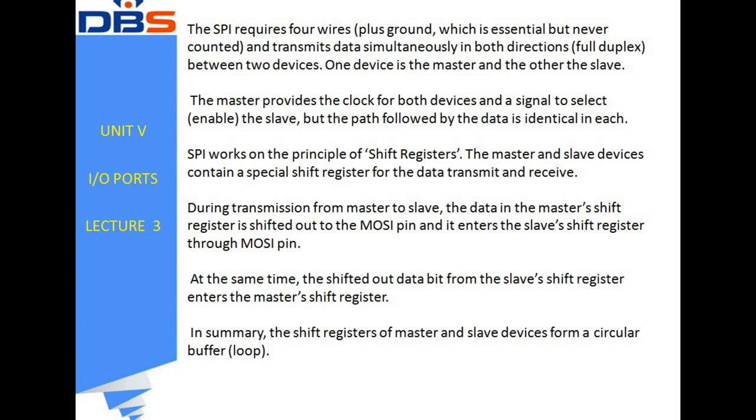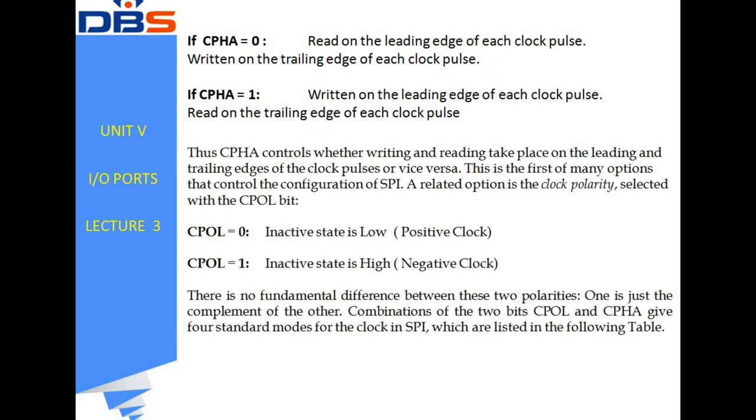This is the brief description of that block diagram. In the SPI protocol we have clock phase and clock polarity. I repeat, clock phase and clock polarity. Based on these we have different modes. If clock phase is equal to 0, data is read on the leading edge of each clock pulse and written on the trailing edge of each clock pulse.